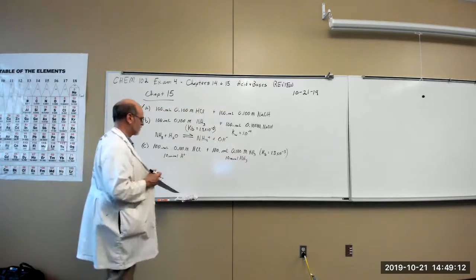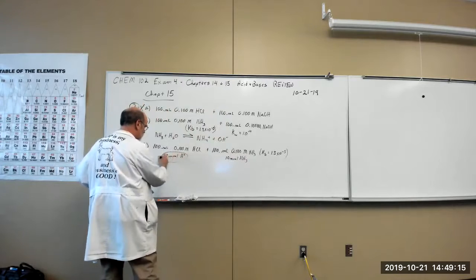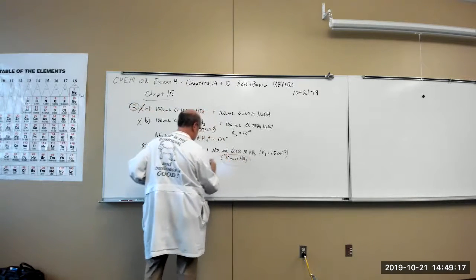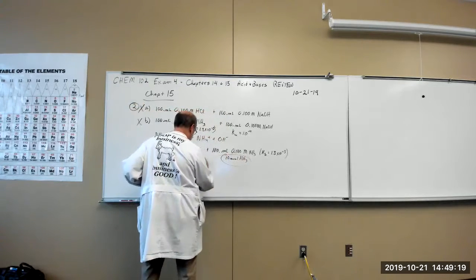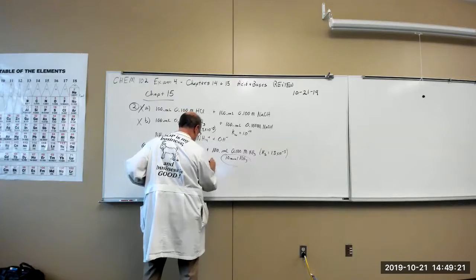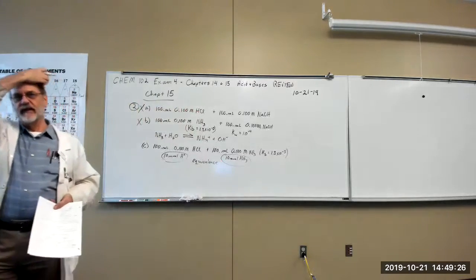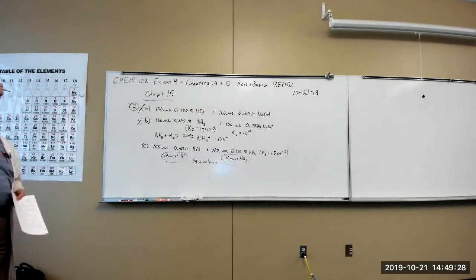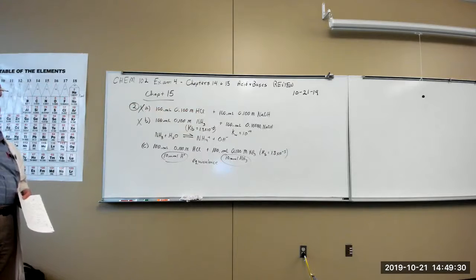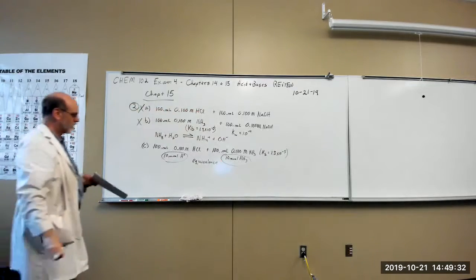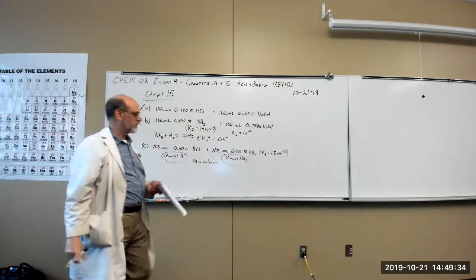So what have we done? We've taken this and this. We're not in the buffer zone. We've reached equivalence. We've added enough acid to entirely consume all of our base. Right? So that can't be in the buffer zone.